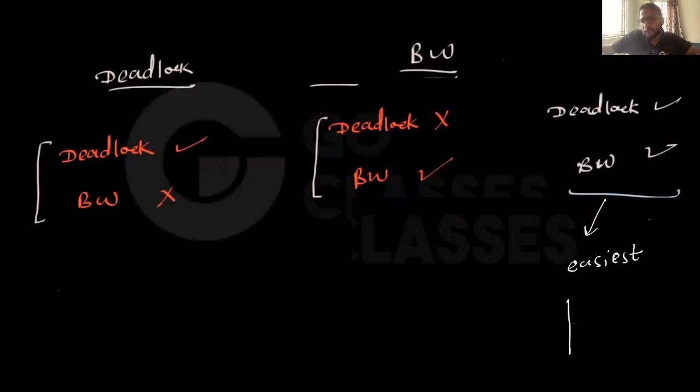What is that example? You can have a critical section where all of them are blocked. P1, P2 and P3, all of them are blocked. So you will say, since all of them are blocked, deadlock is there and bounded waiting is also satisfied, right?